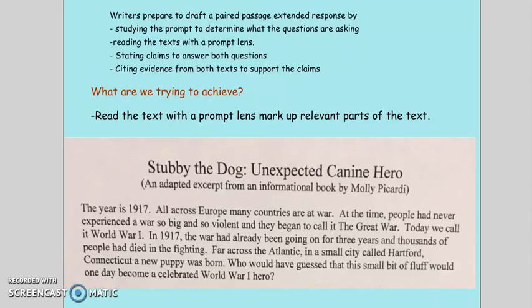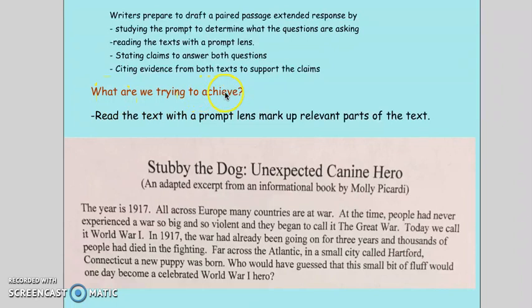Hey guys, so this is the second video to the Rags and Stubby compare and contrast essay lessons, and so let's start with our teaching point. Writers prepare to draft a paired passage extended response by studying the prompt to determine what the questions are asking. That's what we did in the first video. And now we're going to start with this second part, reading the text with a prompt lens, okay? And then we're going to move on to the next two parts of this teaching point in a later video.